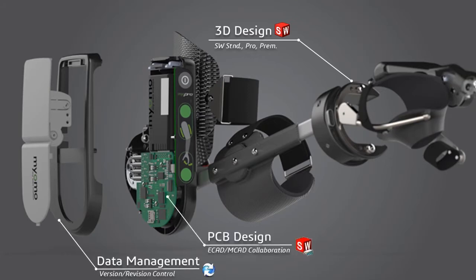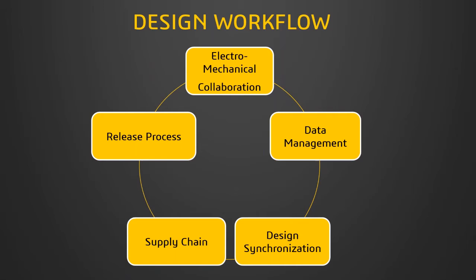We solve these issues today with SOLIDWORKS products: SOLIDWORKS 3D CAD, SOLIDWORKS PCB design, and the overall data management system with SOLIDWORKS PDM. A typical design flow is electromechanical collaboration. You have your data management. You have to synchronize your design. You have to manage your supply chain. And then you've got to go through the entire release process of the whole product.